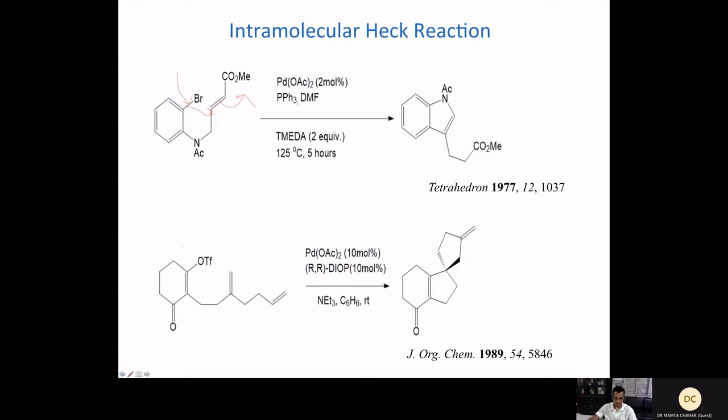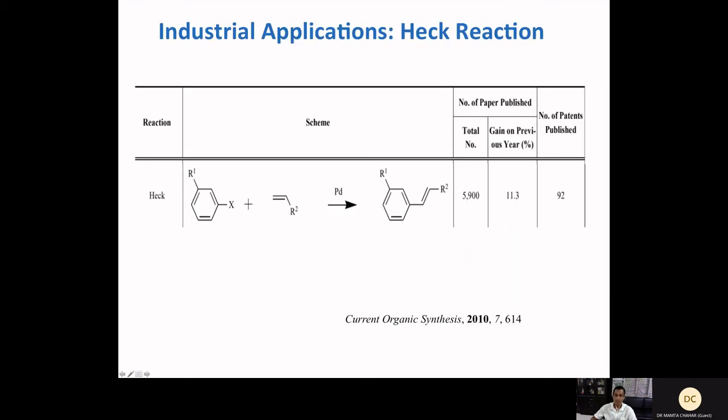In this example, as I was trying to say, oxidative addition happens here, this attacks over there, and that attacks in this carbon center, and then palladation happens at the terminal position. Beta hydride elimination gives you the product as you see in here. These reactions are quite important.